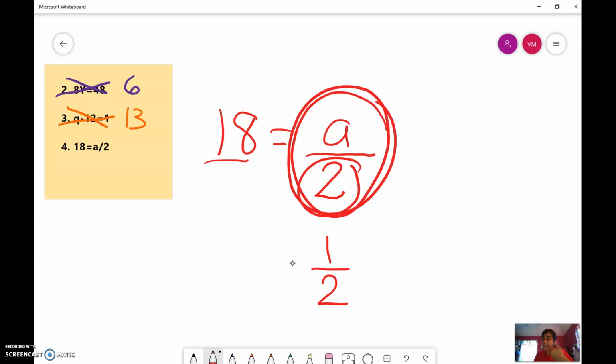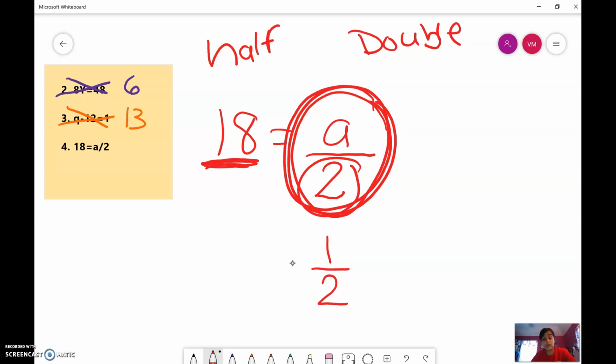Some of them were putting 9. That didn't make sense, because 9 divided by 2, you get decimals. But if you think about doubles and halves, at one point 18 used to be the half. So if 18 is the half, this has to be the double. It gets tricky, and I'm sorry, but I tried to give you something difficult. 18 is the half of the original number. This original number was greater than 18, so at one point it was the double.